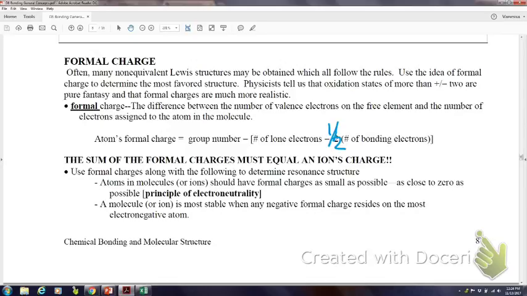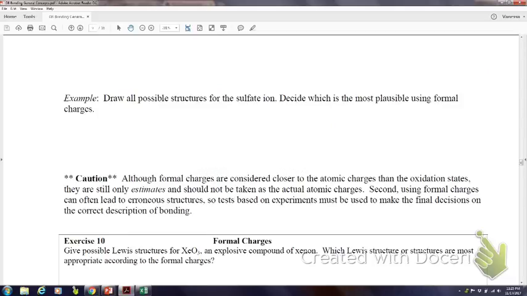So let's look at that example of SO4 and just see if it makes sense. Hopefully it does. Here is where the example is: draw all the possible structures for the sulfate ion and decide which is most plausible. I'm going to put a new sheet because there's no way I can draw it in that small space. So sulfate is SO4, 2 minus. How many total electrons are we going to need in our Lewis structure? 32, because we had to add 2 electrons for the -2 charge.